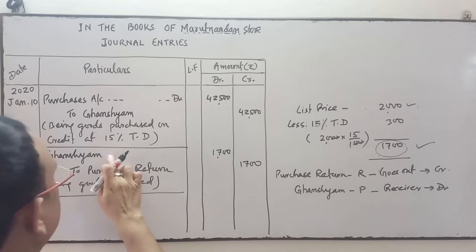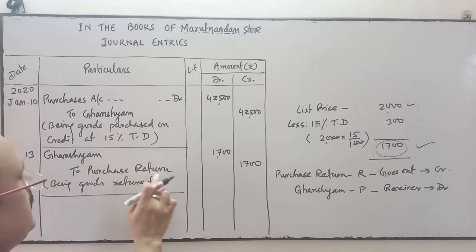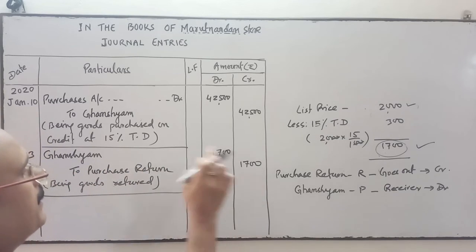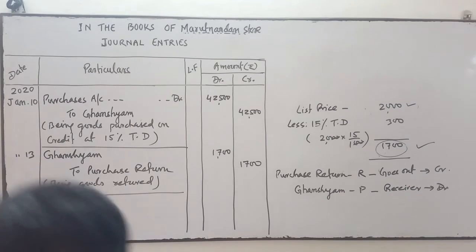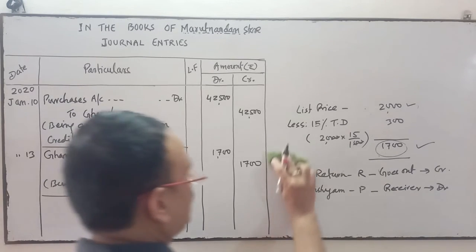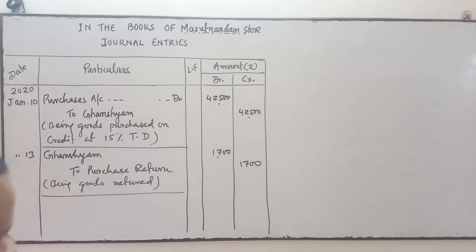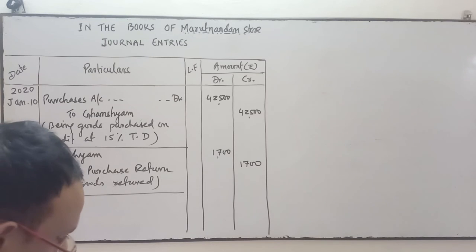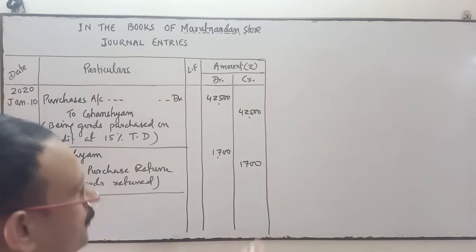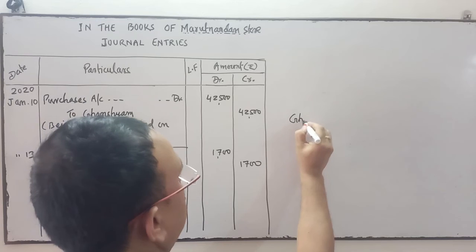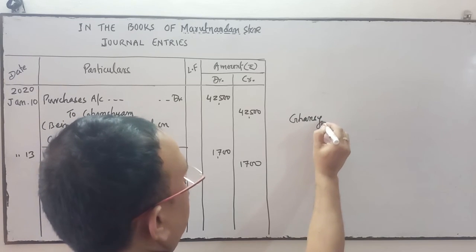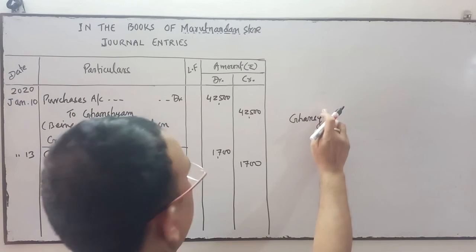Debit in Ghanshyam account, and purchase return account is credited, so in the credit column. Okay, the next entry is: paid cash to Ghanshyam 40,000 in full settlement. So we are paying cash to Ghanshyam.